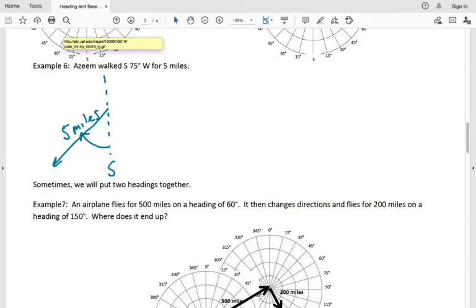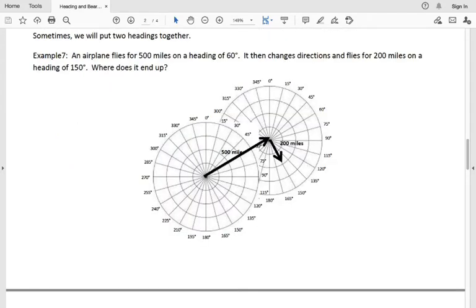Okay, on the next example, we're like an airplane that's going to start off going in a certain direction, and then we change directions sometime during the flight. So here we have an airplane that flies for 500 miles on a heading of 60 degrees. So this time it's just a plain old heading. That means that we're starting from the north axis right here, and then we're going to go clockwise 60 degrees. So this is our path for a little bit.